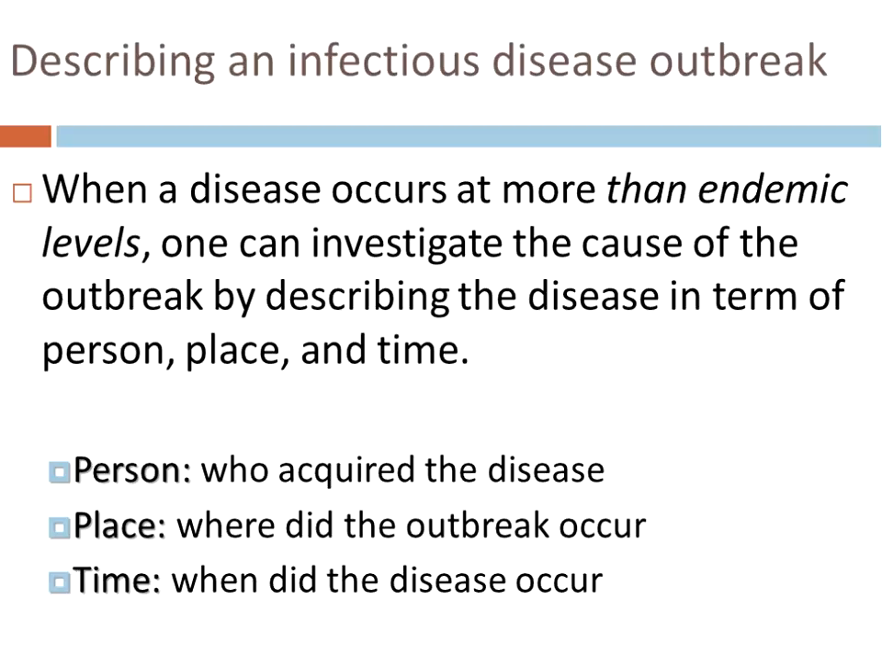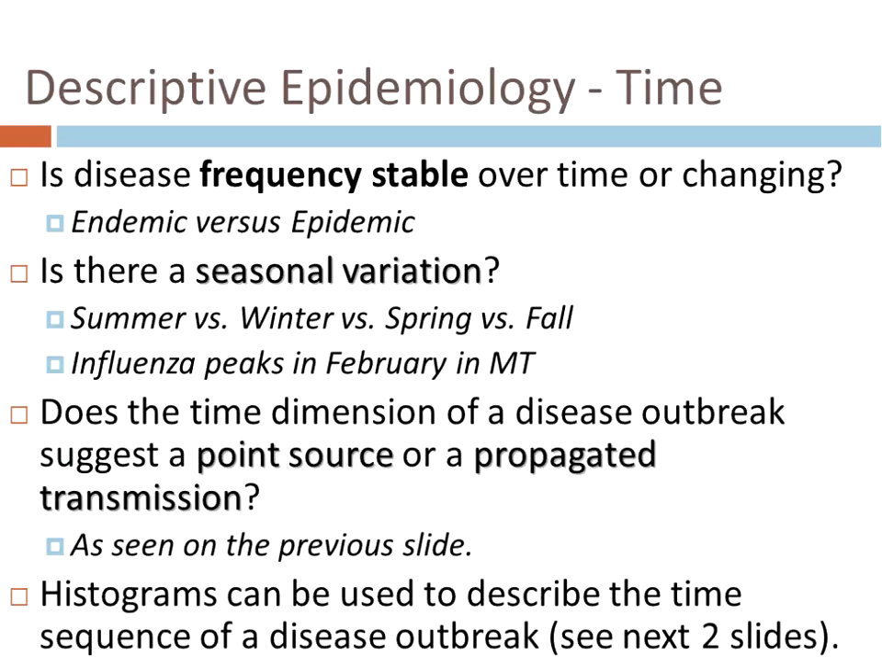So when a disease is higher than an endemic level, we try to describe it in terms of person, who acquired the disease; place, where did the outbreak occur; and time, when did the outbreak occur, where versus when. So is the disease stable over time? Endemic versus epidemic? Are there seasonal changes? Influenza peaks in February in Montana. West Nile virus would peak more in the summer than it would in the fall. Does the time dimension of the disease outbreak suggest a point source or a propagated source? One person, one index case that's causing the disease, or disease that's transferred from person to person to person and causes a larger outbreak, propagated versus a point source.